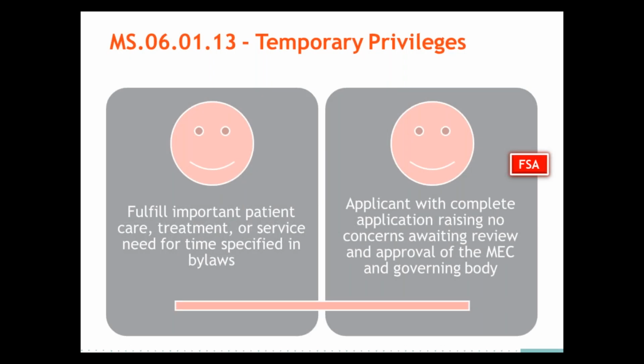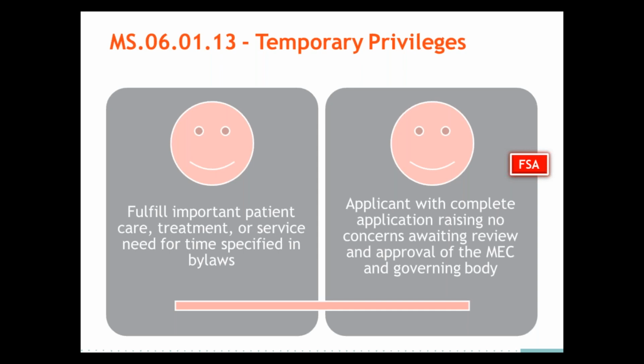Okay, the next thing I want to talk about is temporary privileges. Again, this is something that is allowed to happen. It's not a requirement that a hospital grants temporary privileges, but it is an option that a hospital has. So temporary privileges can happen in two ways in the world of Joint Commission. You can grant temporary privileges when you have an important patient care, treatment, or service that has to be provided to a patient. And they do not say how long these important patient care need temporary privileges can last. They just say that your bylaws have to specify how long this will happen.